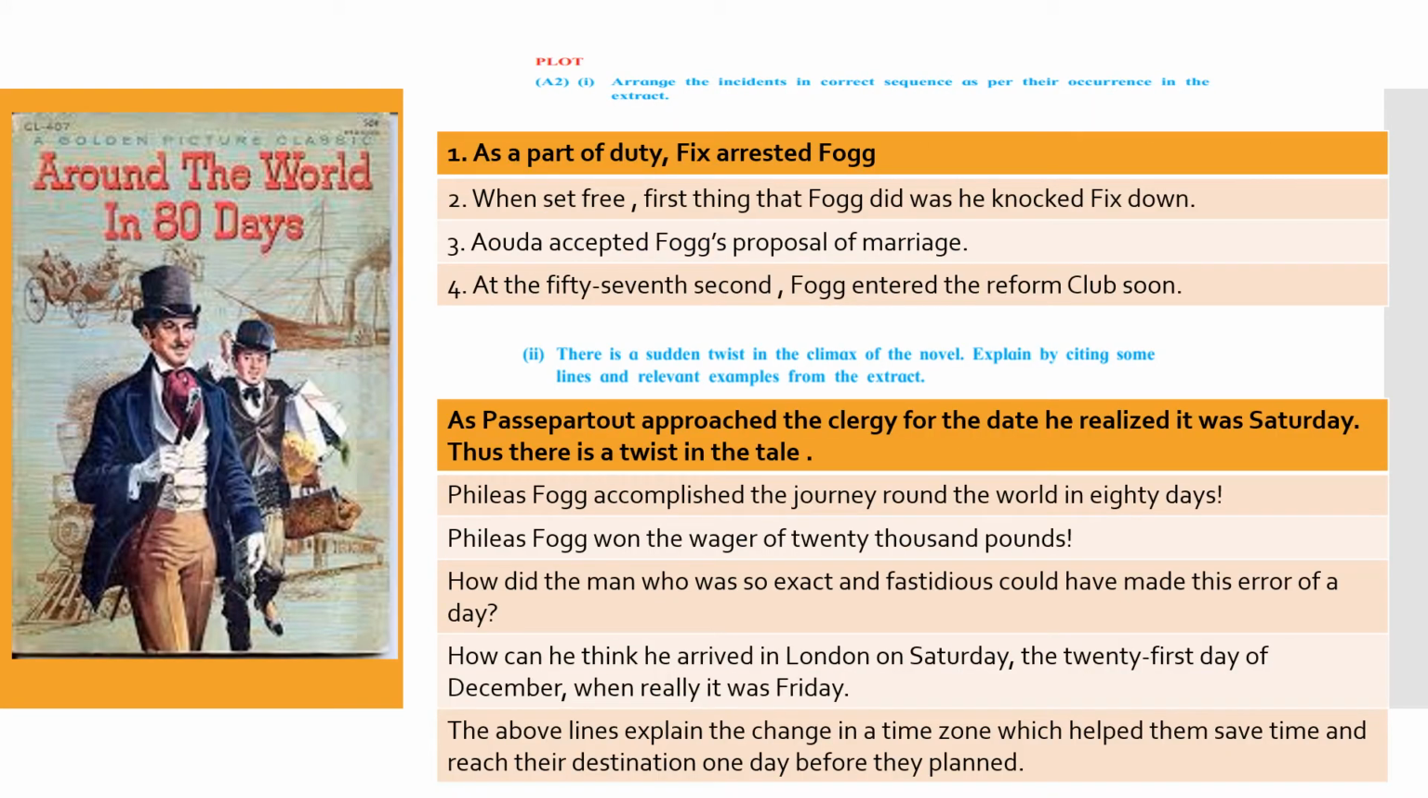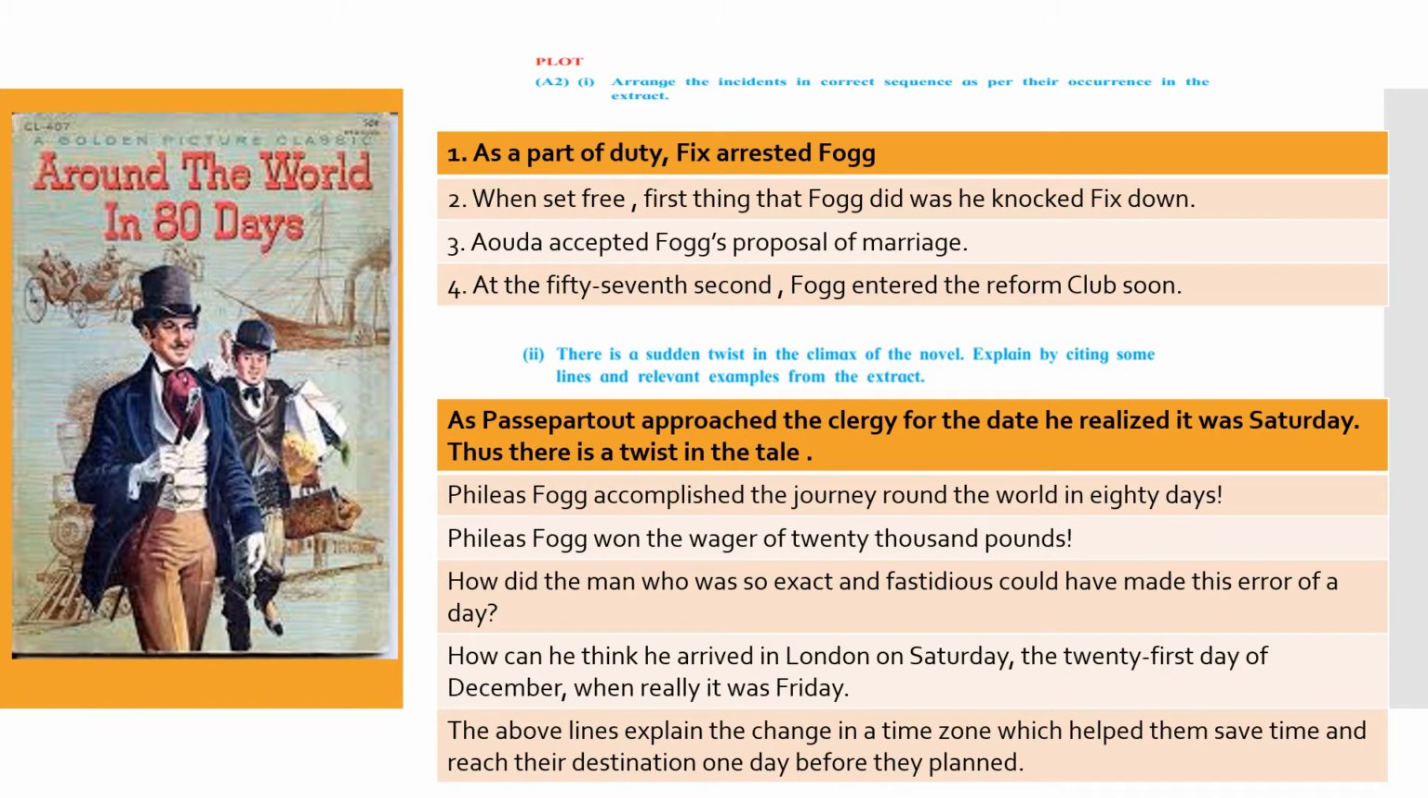Question 2. First one, Plot. Arrange the incidents in correct sequence as per their occurrence in the extract. The first one, as a part of duty, Fix arrested Fogg. Second one, when set free, the first thing that Fogg did was he knocked Fix down. Third, Auda accepts Fogg's proposal of marriage. Fourth one, at the 57th second, Fogg entered the Reform Club room soon.